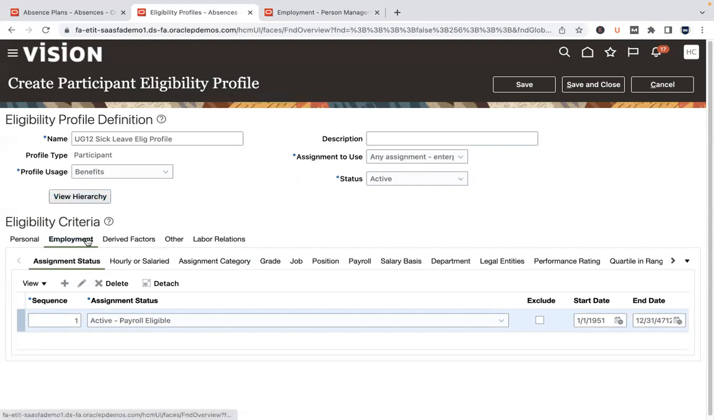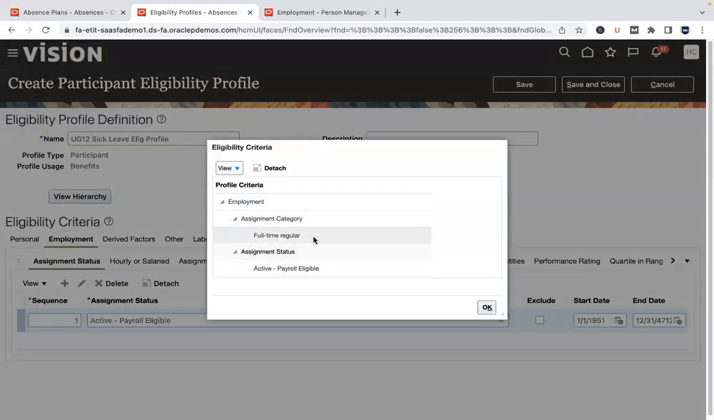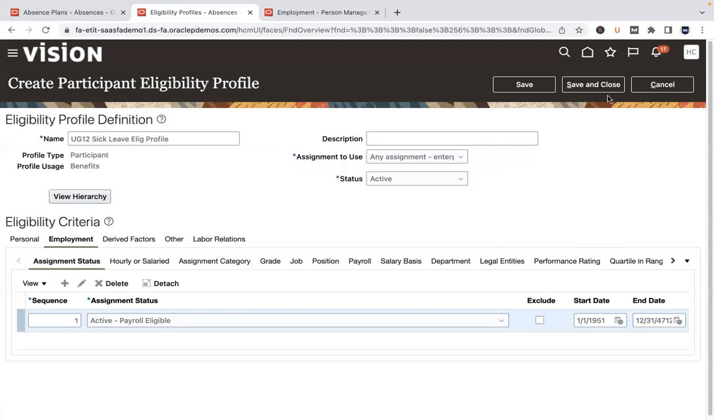Since you have so many options available here, and we'll see how to use derived factors in the next plan, and since we have so many tabs and sub tabs, to make it easy for you to figure out what options were selected in the eligibility profile, Oracle has given this option called view hierarchy. If you click on it, it will tell you exactly what you have selected in the eligibility criteria. I selected values in assignment category and status under employment criteria, and that is exactly what you see here. So you don't need to search in each and every tab for the criteria that was set up.